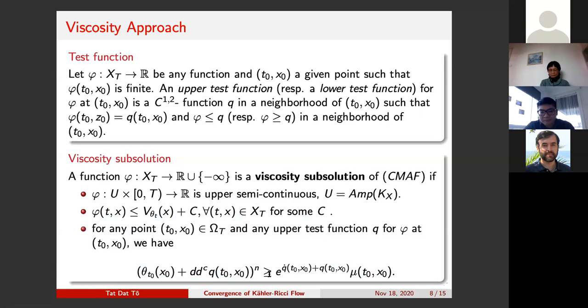And of course, if the canonical bundle K_X is ample, then U is X, so theta is a Kähler form and the function phi may be smooth. So this inequality for the function phi should imply that phi is a subsolution in the classical sense.